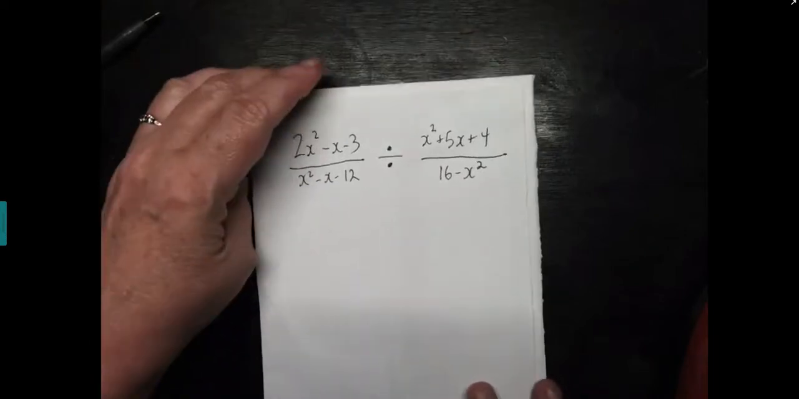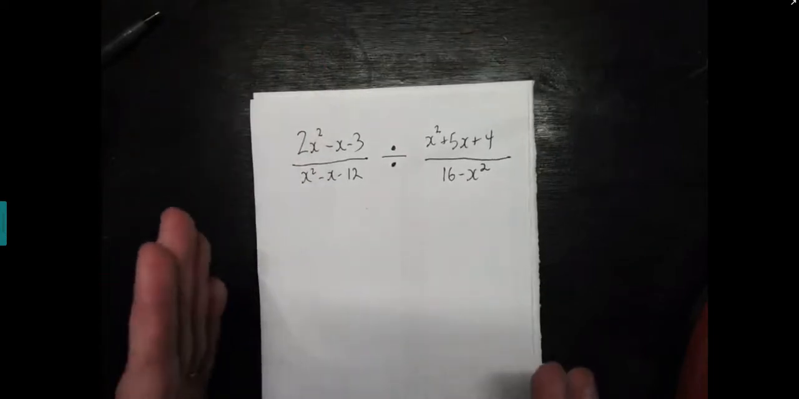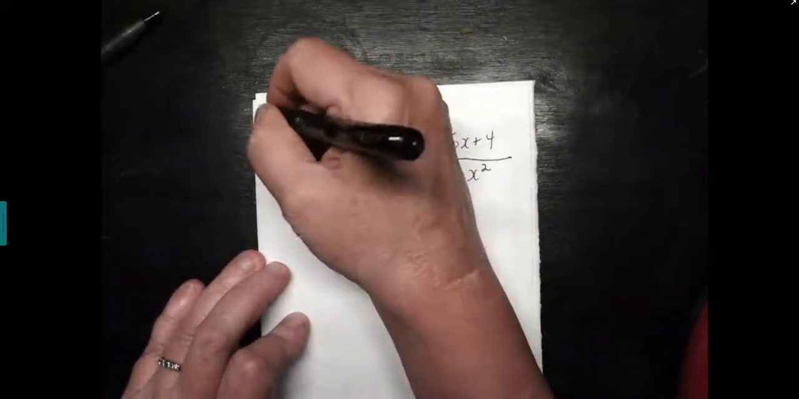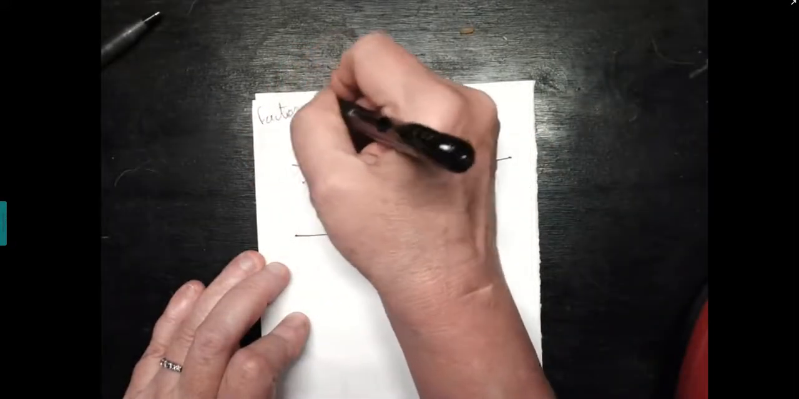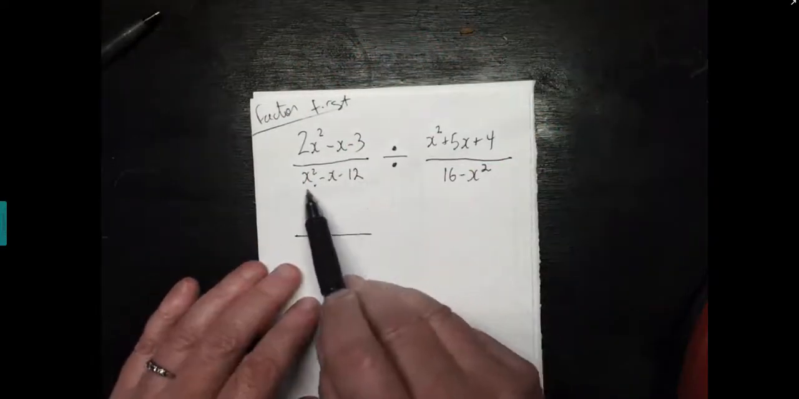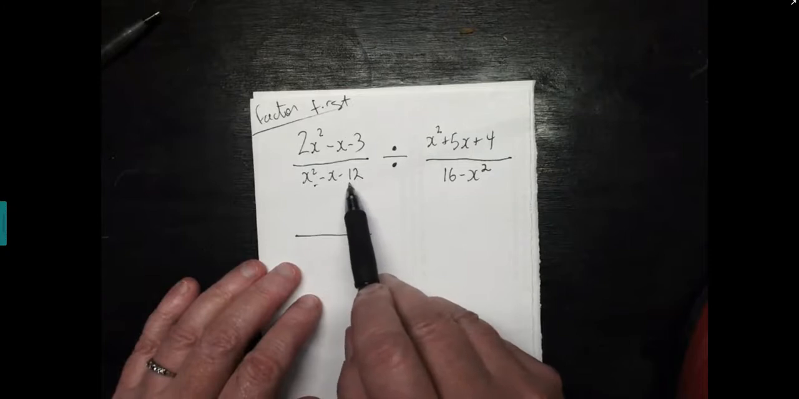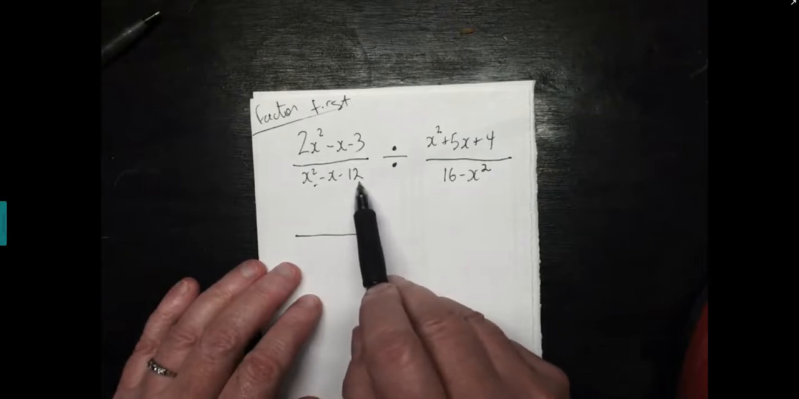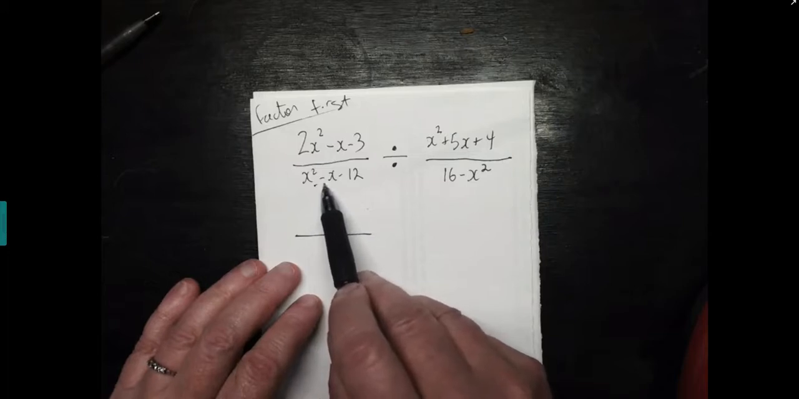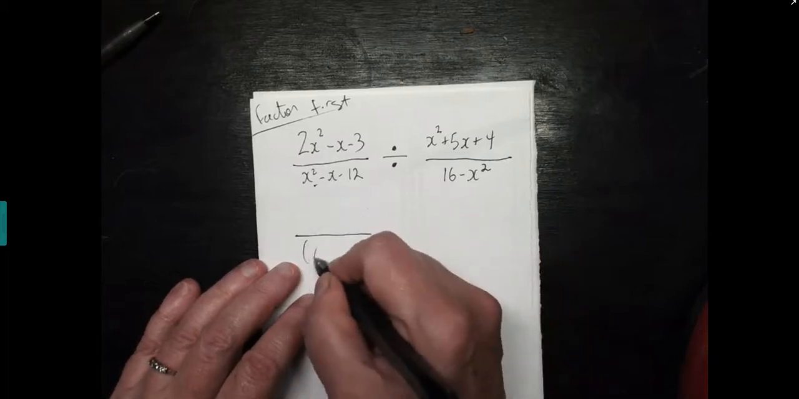Okay. Finally, what about this? Well, again, the key is factoring, and factor first. Always factor first. So this is pretty easy to do. Two numbers that multiply together to give me negative 12, but they add up together to give me negative 1. So negative 4 and positive 3.